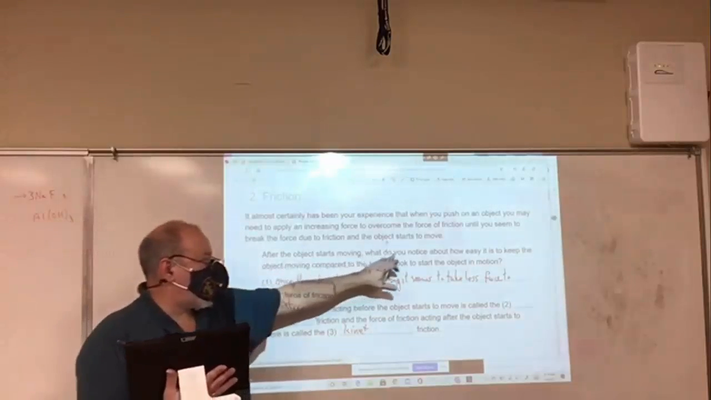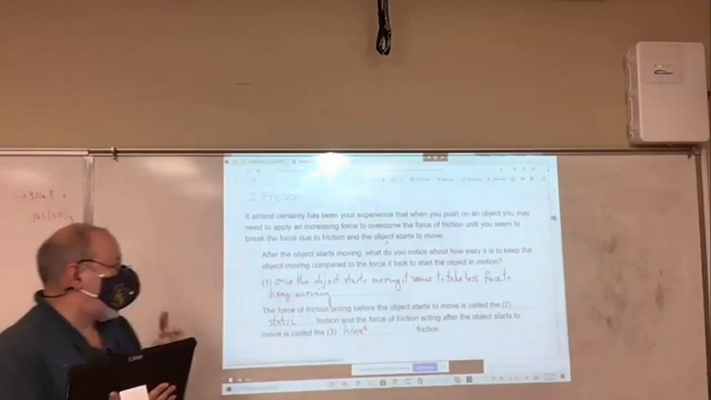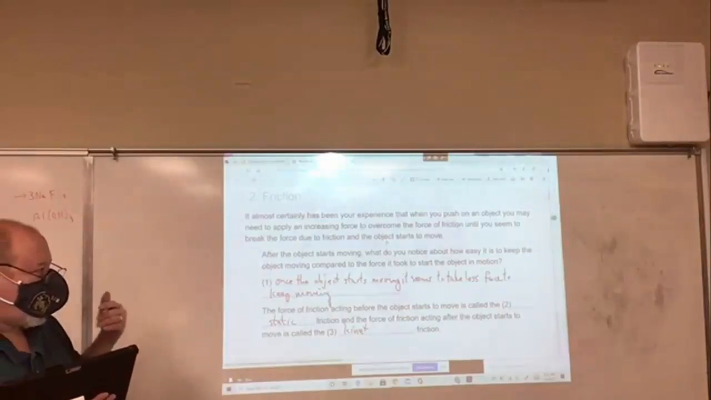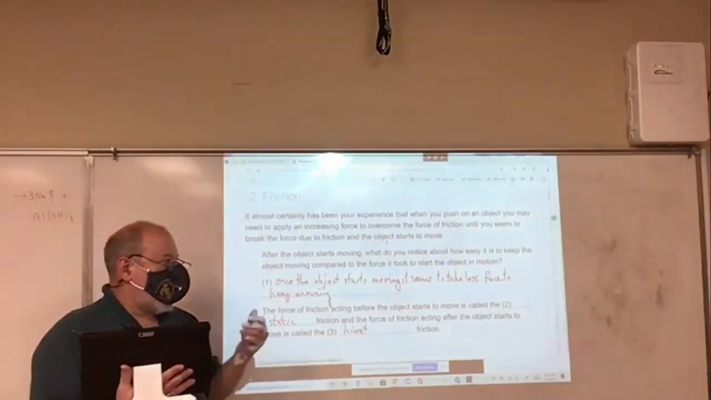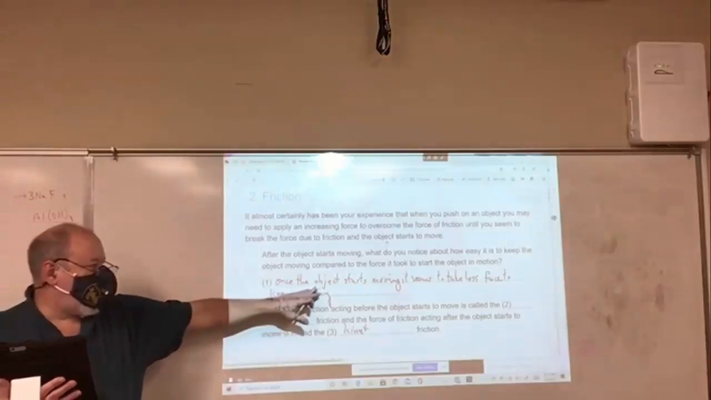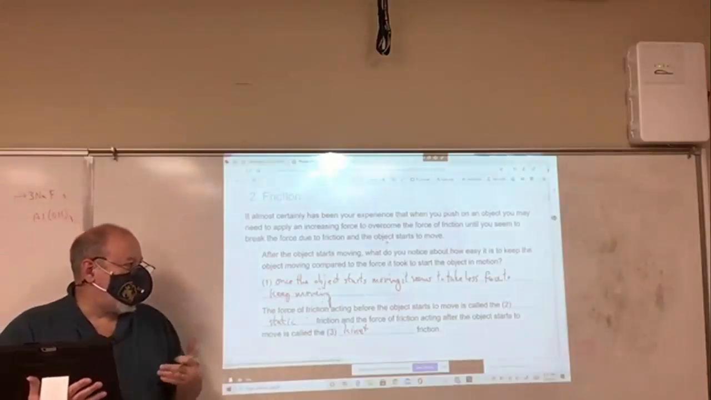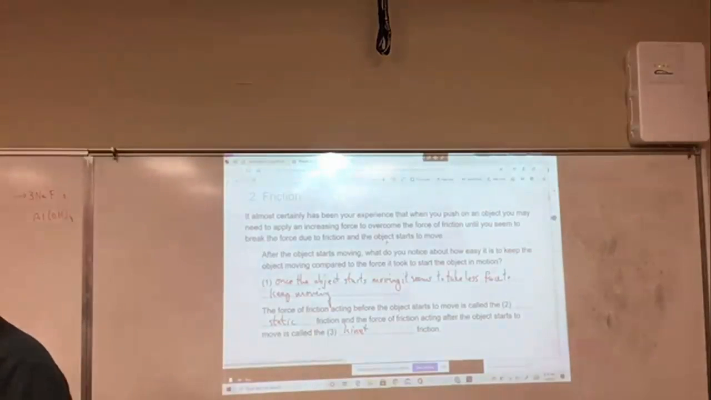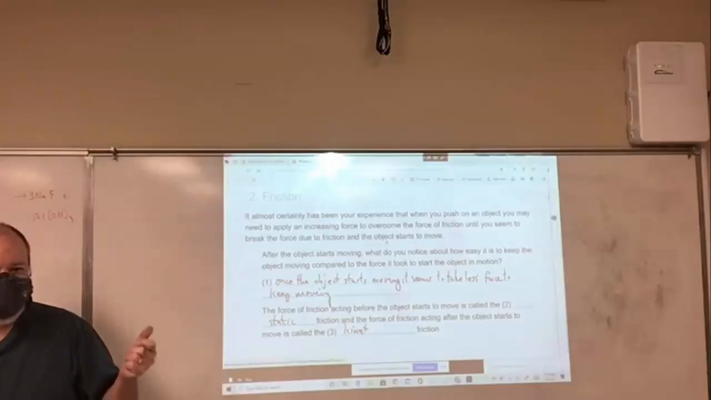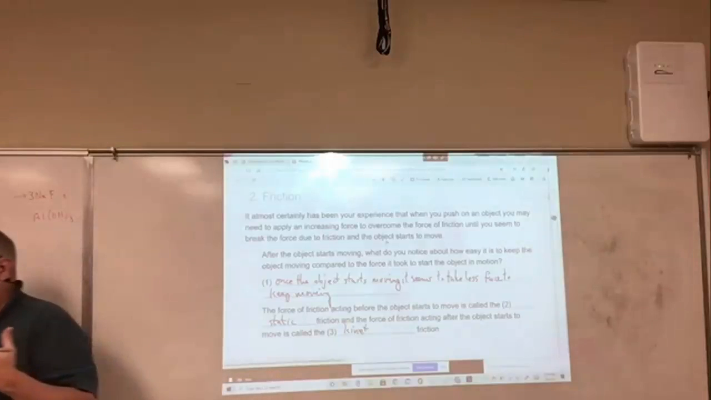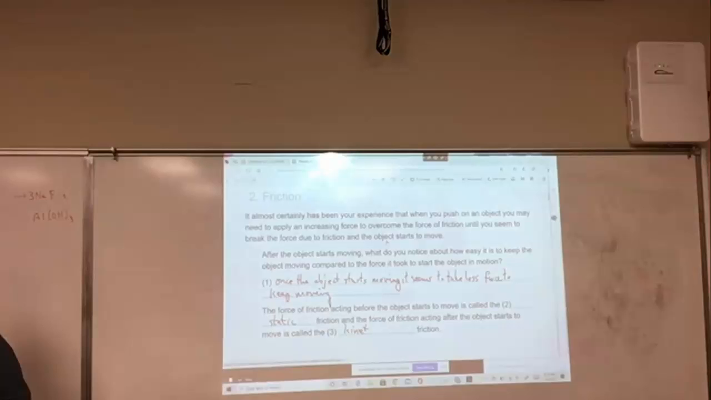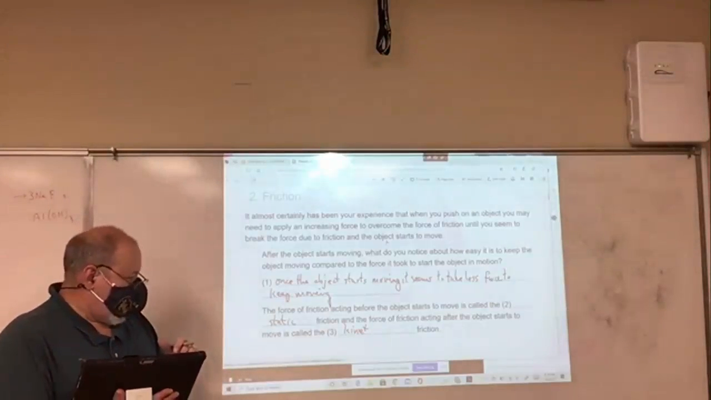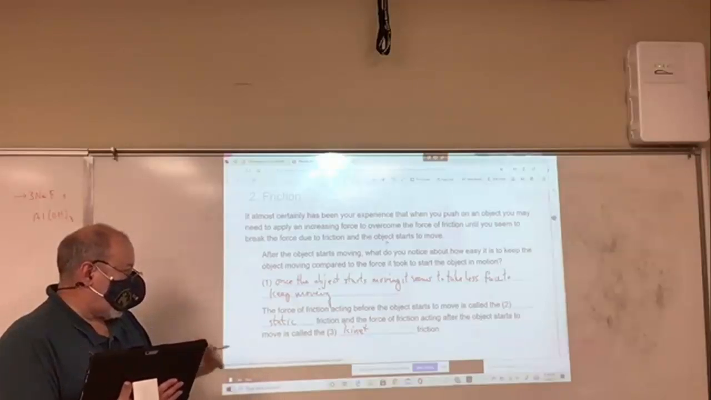Now, after the object starts moving, what do you notice about how easy it is to keep the object moving compared to the force it took to start the object in motion? And I've seen you already start writing this down. Once the object starts moving, it seems to take less force to keep moving, right? Once I get it going, it seems to take less force. And that's going to be a clue for us to see how the force of friction actually works.